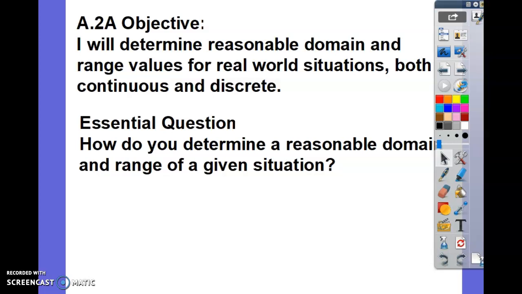Okay, today we're going to do domain and range again, but now it's from real world situations. Both of them are going to be continuous and discrete. And the essential question that we have for today is, how do you determine a reasonable domain and range of a given situation? You have to think about it.